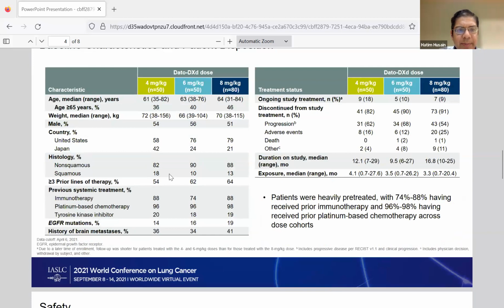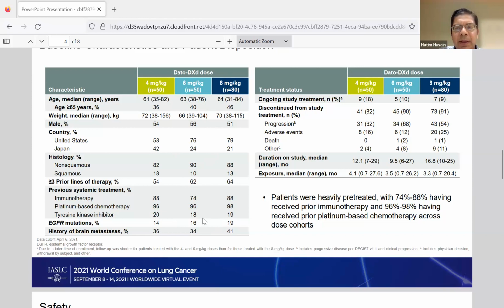And so, this was just some demographics as it pertained to the lung cancer patients. Most patients had received prior immune therapy. Most patients had received prior platinum chemotherapy. There were subsets of patients that had received prior tyrosine kinase inhibitor therapy, and it seems the majority of those were EGFR tyrosine kinase inhibitor therapy. 14 out of the 20% total in the cohort with 4 milligrams per kilogram. And then we can see very high percentages in the other cohorts as well, 16 of 18, 19 of 19.